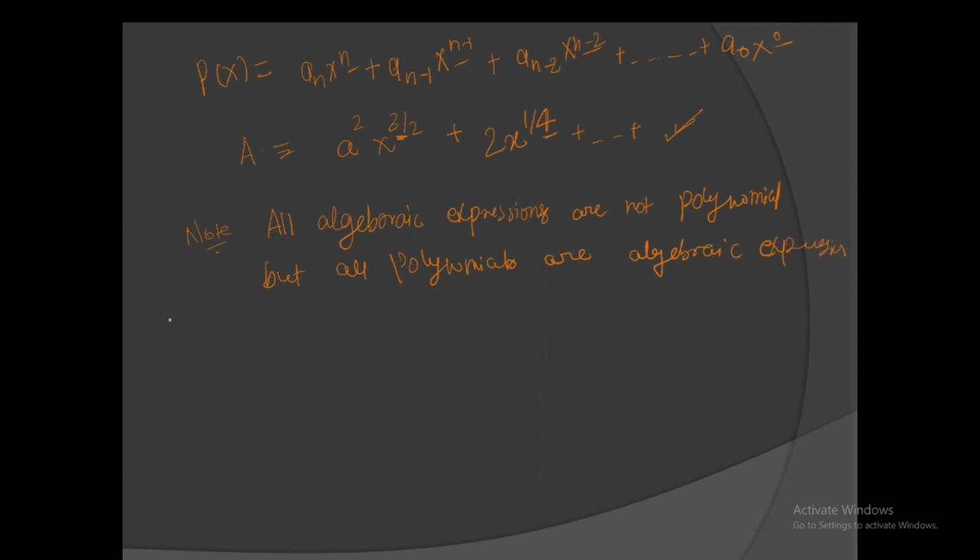I would also like to tell about the difference between an algebraic expression and an algebraic equation. Suppose we say p of x is an algebraic expression, say x square plus 3x plus 1. So this is an algebraic expression. But when we equate the algebraic expression to some constant k, where k is a constant, then this signifies an algebraic equation.